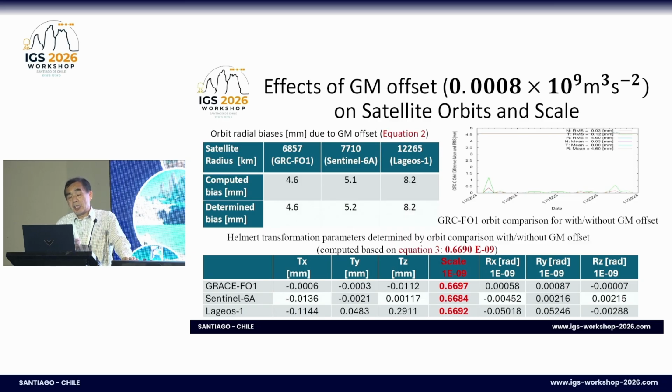The top right table shows you 3 different satellites. The middle rows show you the values computed based on what I showed you, equation 2. The bottom shows you the values based on the POD difference. So you can see they are almost the same. This means equation 2 is proved here.